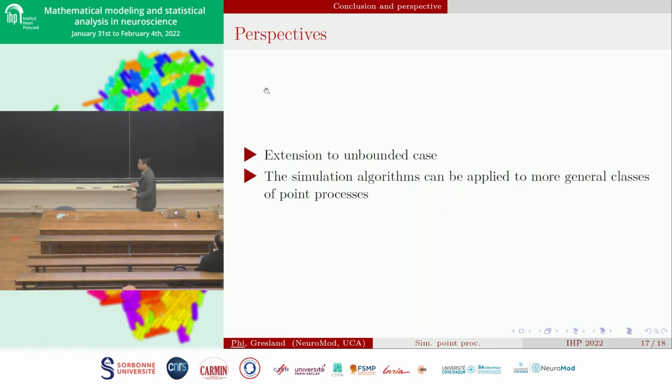So we hope to extend our algorithm to unbounded intensity, that means you don't have the upper bound in advance. And the second remark is that we can apply our algorithm to more general point processes as soon as you have the Kalikow decomposition.